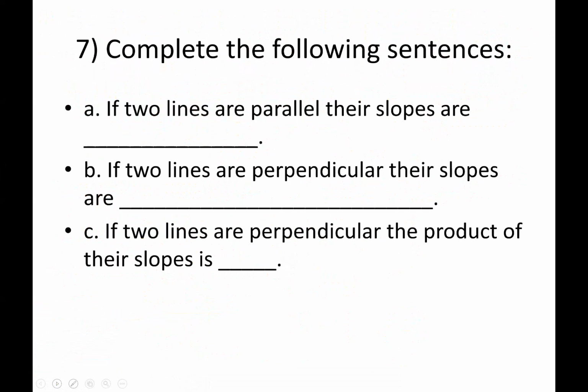All right, on to the next one. Fill in the blanks. If 2 lines are parallel, their slopes are equal or the same. I did have some people say congruent. I would accept that, but equal or the same is probably a little bit better answer.